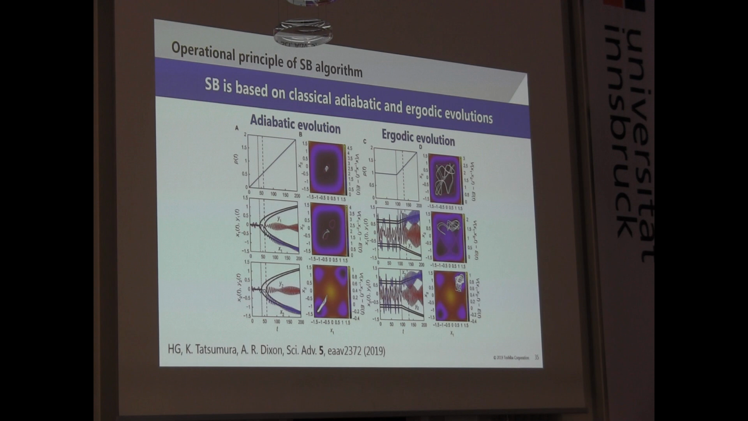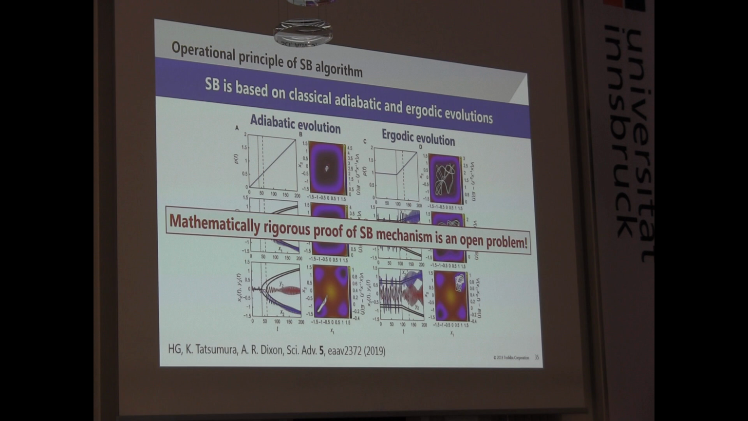So this shows the classical particles will find a low potential energy state. In this model, we map the Ising energy to the potential energy, so we can get the low Ising energy state. Okay, but this is just a qualitative explanation. So I left a mathematically rigorous proof of the mechanism as an important open question. Now let me summarize.